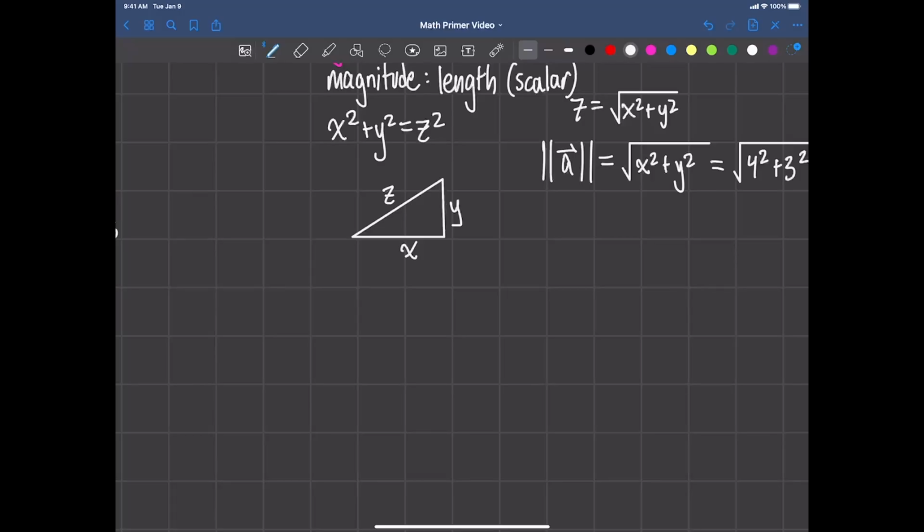Now let's talk about unit vectors. Unit vectors have a magnitude of 1.